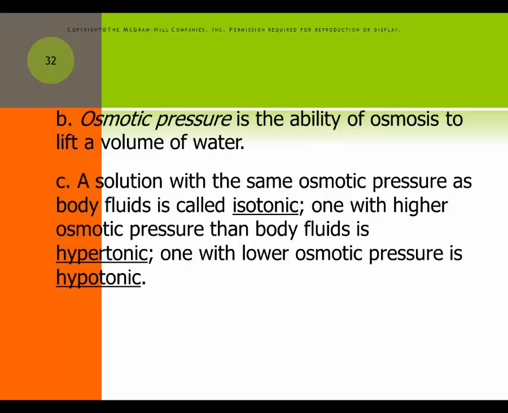Now, in the body, we talk about 3 different types of concentrations: isotonic, hypertonic, and hypotonic. Remember that iso means the same, hyper is greater, and hypo is lesser. So here they're talking about the solution of the amount of solute. A hypertonic solution has a large amount of solute. A hypotonic solution has a low amount of solute.